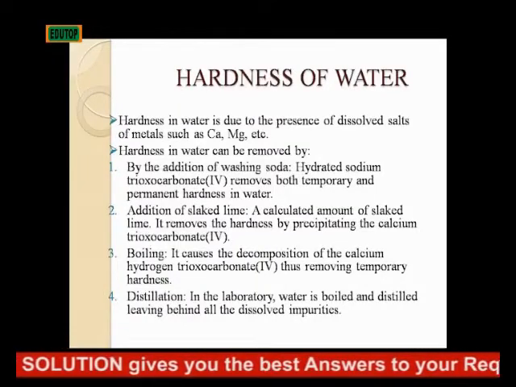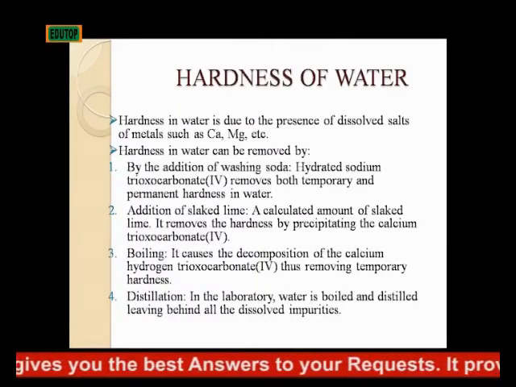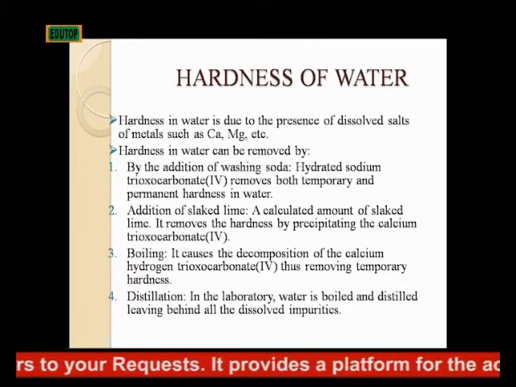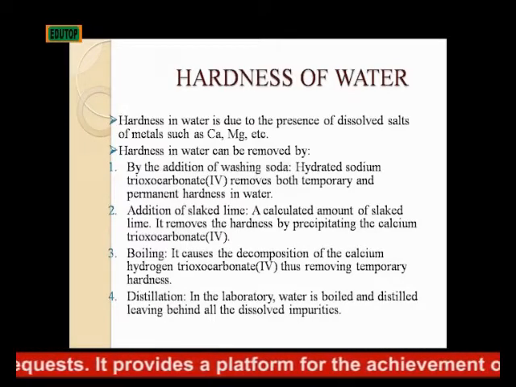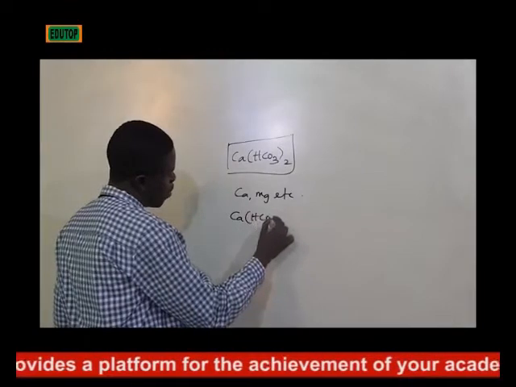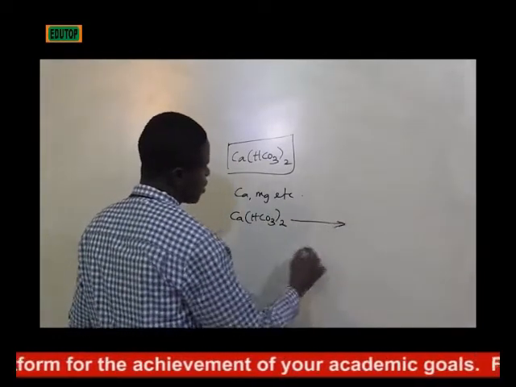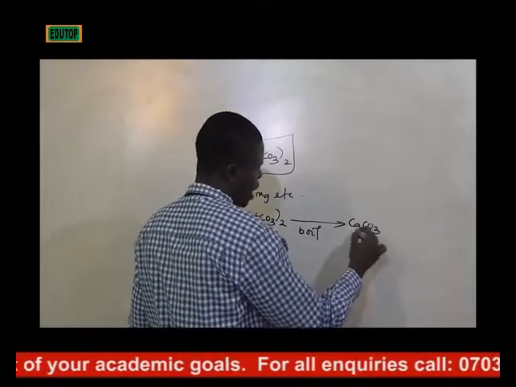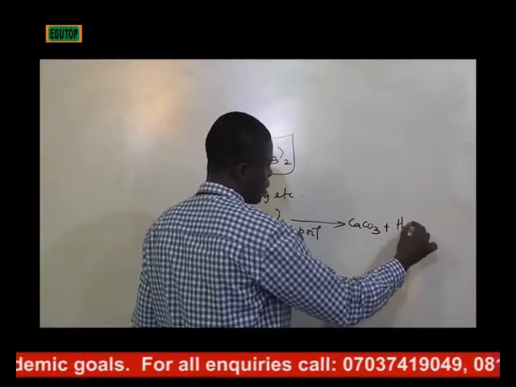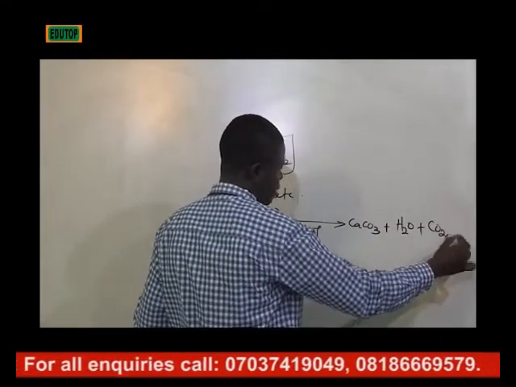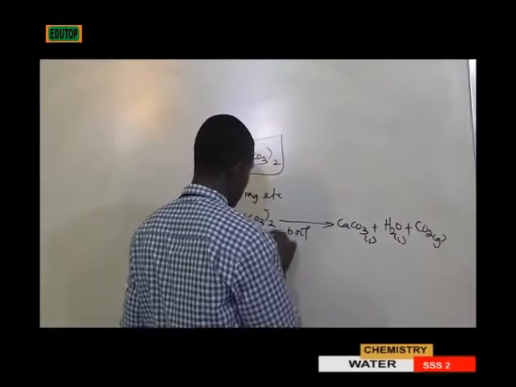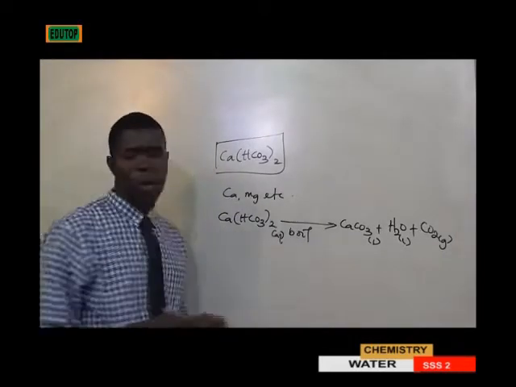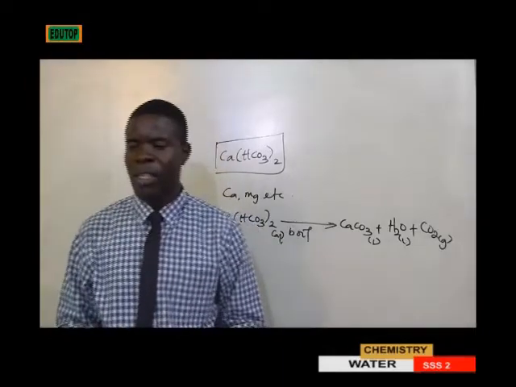Boiling: if you want to remove that, you can remove it by boiling. Boiling causes the decomposition of calcium hydrogen trioxocarbonate IV, which is responsible for temporary hardness, thus removing temporary hardness. When you have this compound and you boil it, what will be formed in the process will be CaCO3, calcium trioxocarbonate IV, plus water, plus CO2 gas. This is aqueous. So when you boil this, you have this, and that is a way of removing temporary hardness.